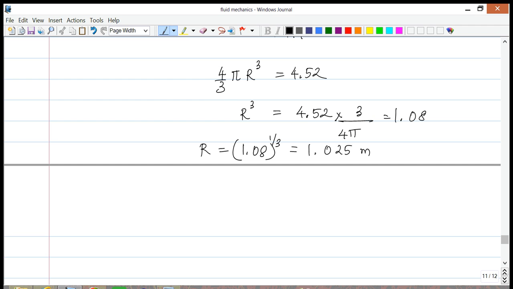So in this problem, the size of the balloon was not given. We had to calculate the size of the balloon, so we used some ideas from dynamics to figure out the volume, and then from there the radius. So it's a useful, important problem. Make sure you understand this.